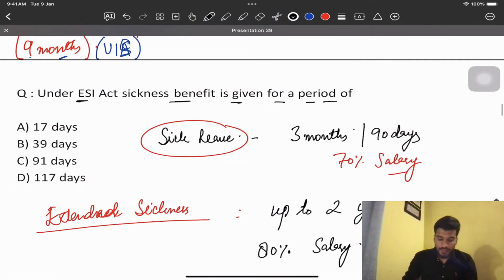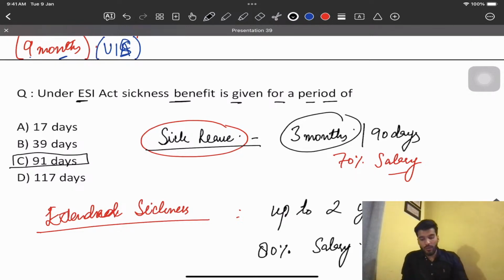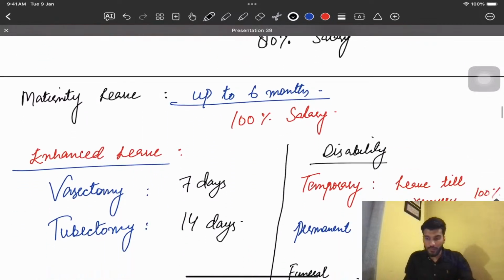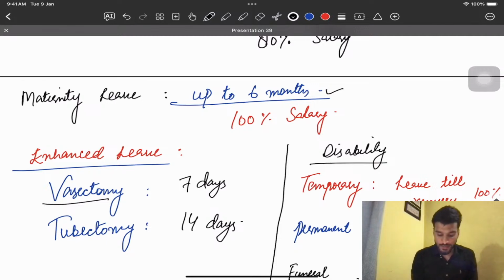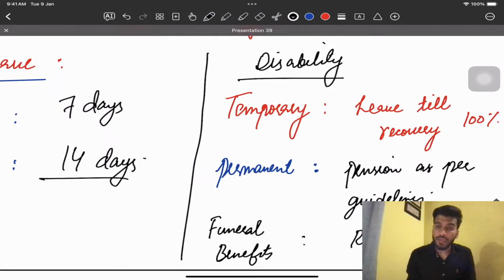So the sickness benefit leave, that is sick leave, will be for how many days? 3 months or 91 days will be the answer. Is that clear? Remember, extended sickness will be given up to 2 years. Maternity leave will be given up to 6 months with 100% salary. For enhanced leave, vasectomy is 7 days and tubectomy is 14 days. After that, if I talk about disability, temporary disability gets leave till recovery.